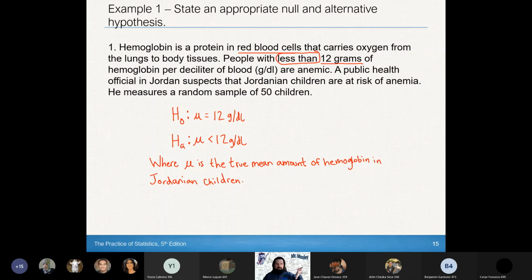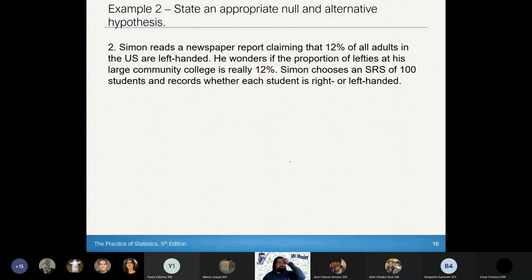Is there any questions about how I came up with the null and alternative hypothesis for this scenario? Okay. Let's look at another example. Simon reads a newspaper report claiming that 12% of all adults in the US are left-handed. He wonders if the proportion of lefties at his large community college is really 12%. Simon chooses an SRS of 100 students and records whether each student is right or left-handed.